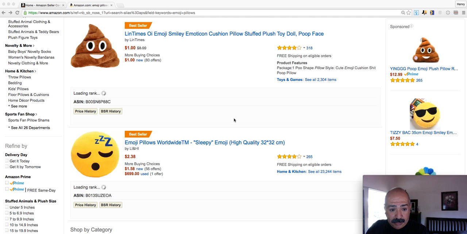I just happened to be looking at these emoji pillows because one of my members had asked me about it, and another member had mentioned a watermelon slicer or what have you. So I'm going to show you in this video how a product is saturated, how a product is not saturated, or what have you, using JUNGLESCOUT Pro.